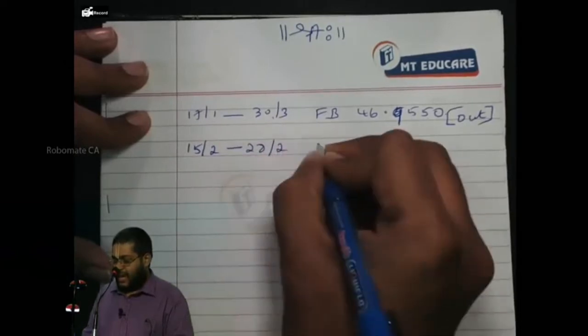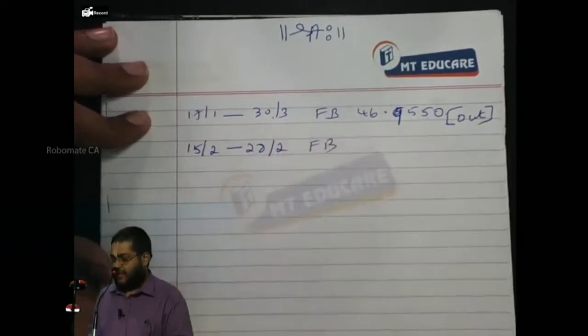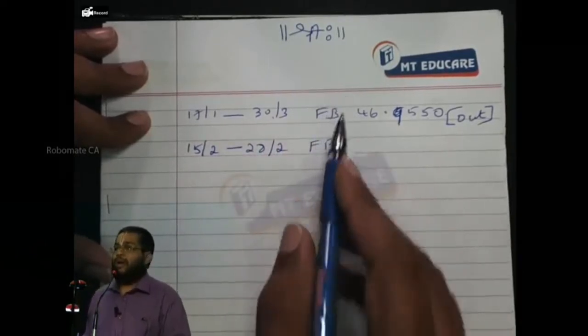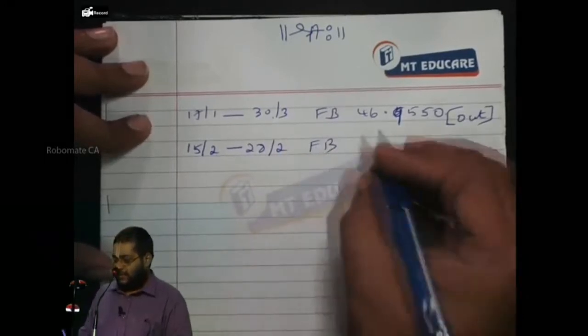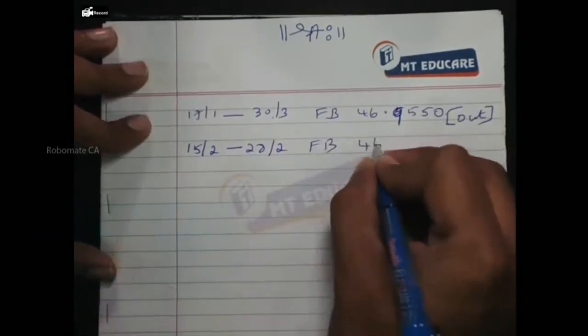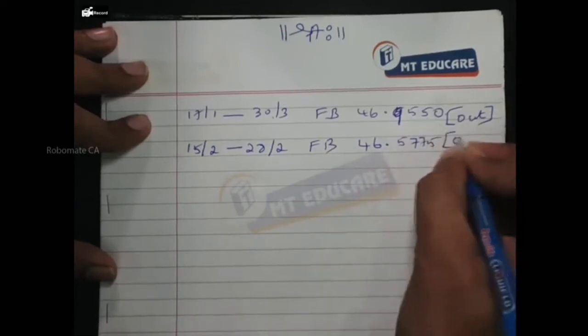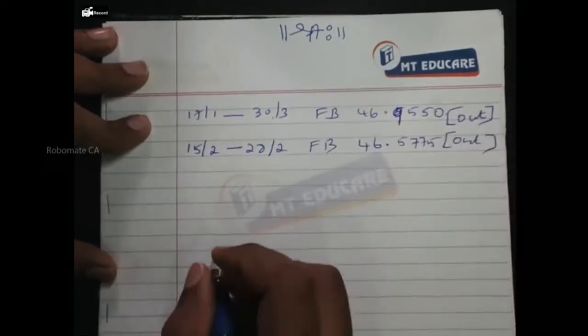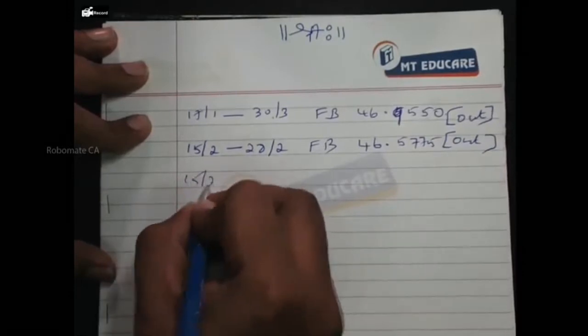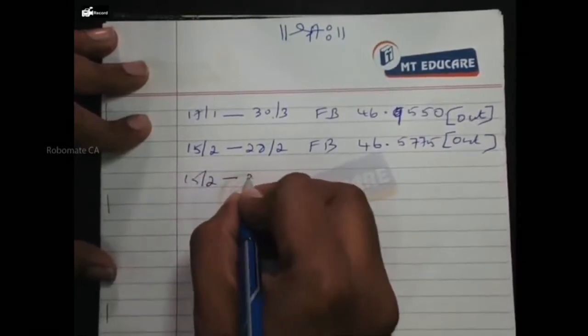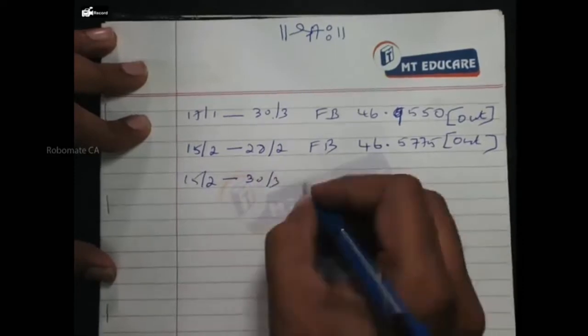Tell me, the first transaction is on 15th February to what date? 28th February. I went for once again another forward buy. This is the old forward buy. This is what? New forward buy. For how much rupees here? 46.5775. This is an inflow or outflow? Outflow. Respond, yes or no? On the same 15th February, a date expiring on what? 30th March.